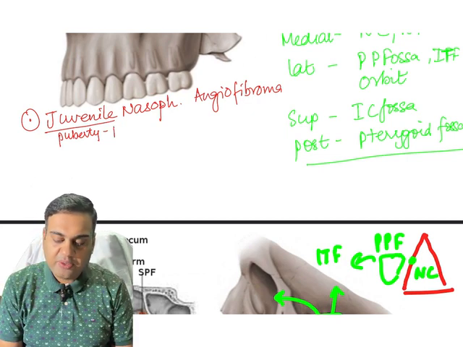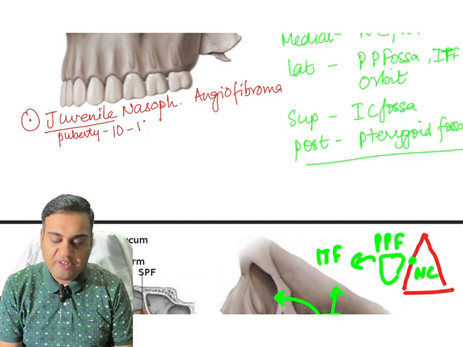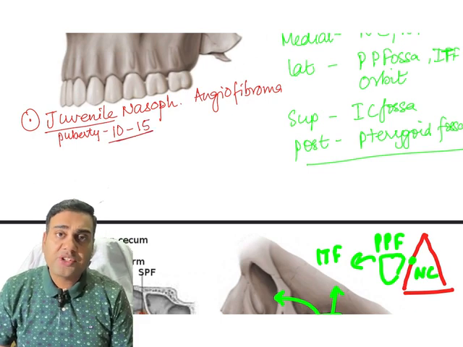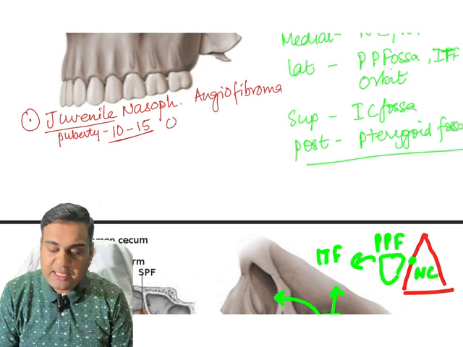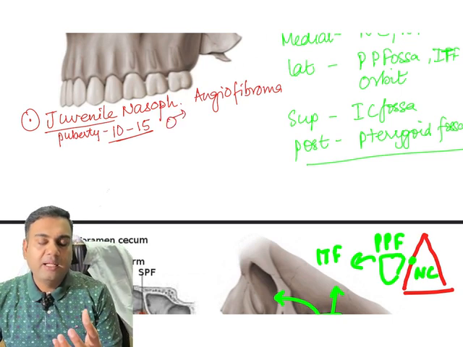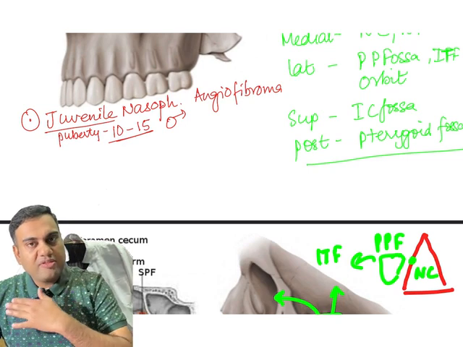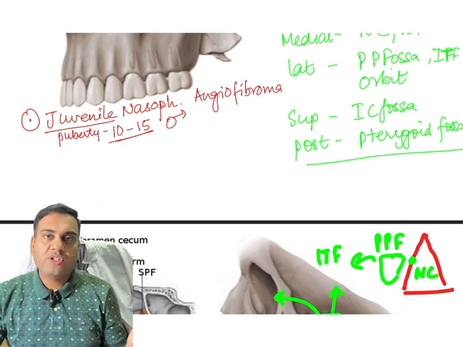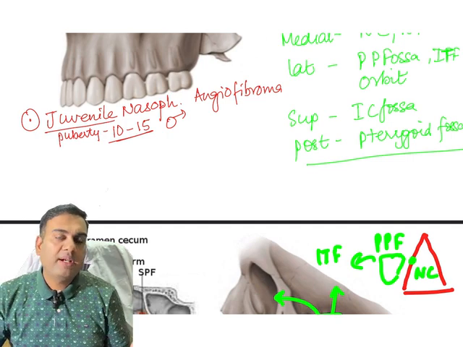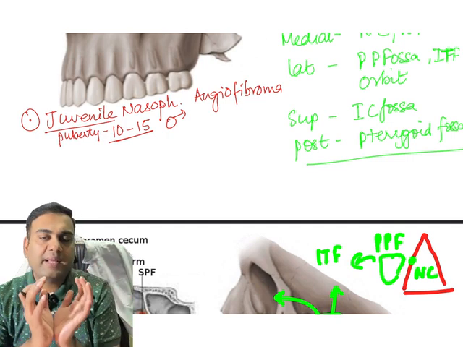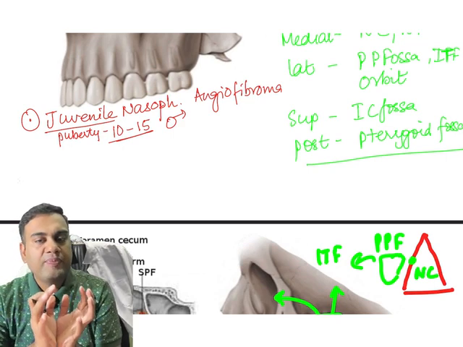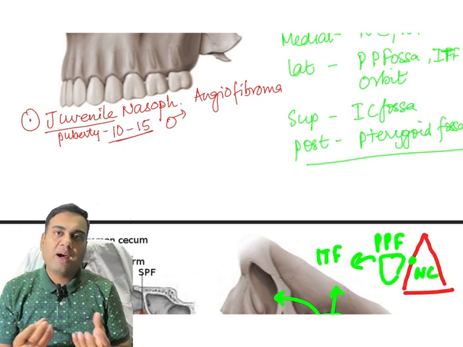So somewhere between, I will write a range of 10 to 15 years, that is the commonest age group of this disease, and it is commonly seen in whom? It is seen in males. Why so? There is a theory behind it. A lot of research has taken place on nasopharyngeal angiofibroma, and if you go to read, there are lots of papers on it. But what do we accept? The latest theory that we accept on angiofibroma is that there is a hamartoma.